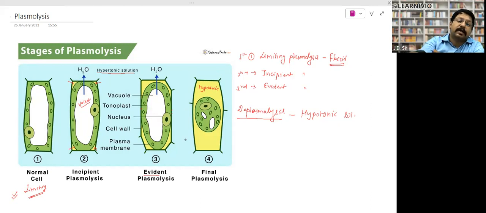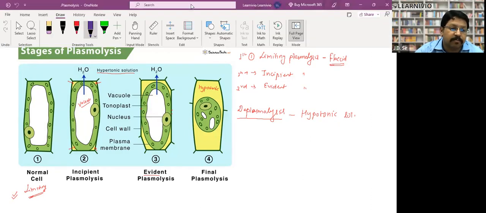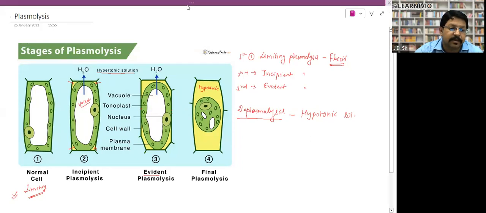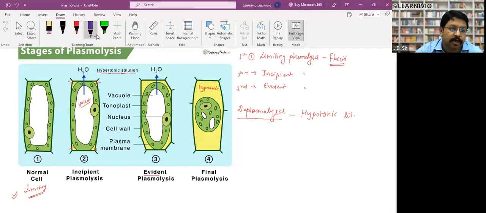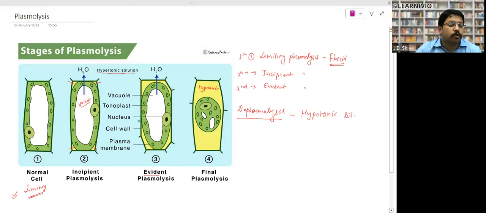Tell me, guys. Aisha and Rabia, tell me. Suppose that you keep the cell in a material with a higher concentration, water will come out, right? But from where will the water come out? Is that from the protoplasm? Keep on telling me. No idea?